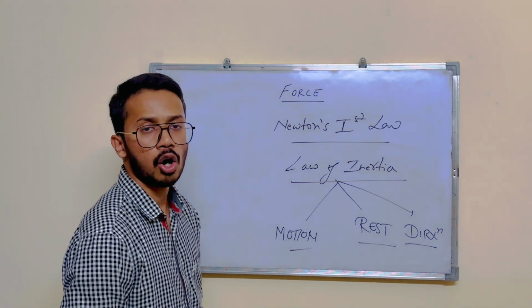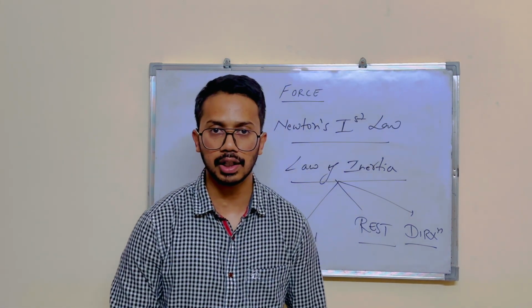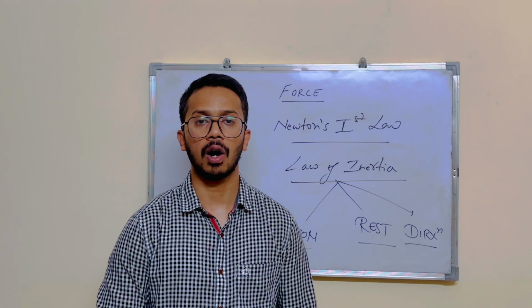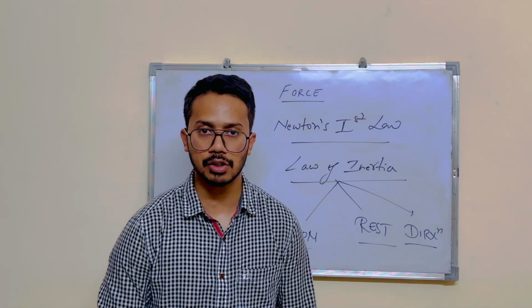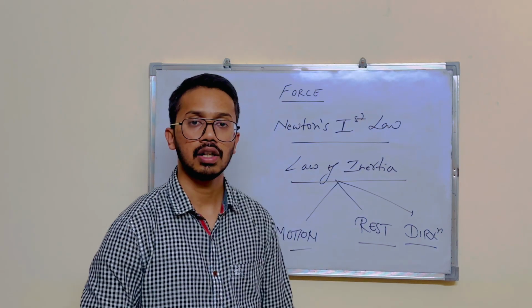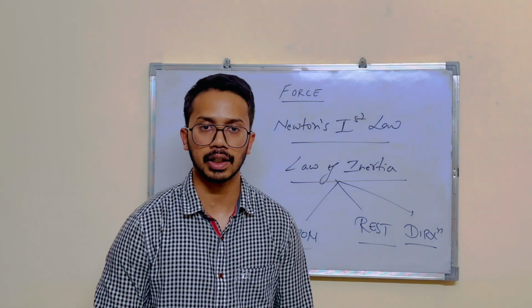Inertia of motion: the object wants to be in motion only. Inertia of rest: the object wants to remain in the state of rest only. Inertia of direction: the object wants to be in that particular direction only.